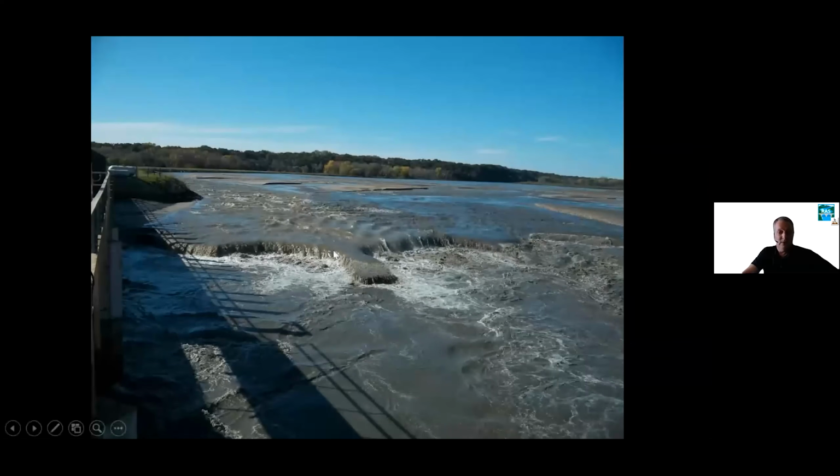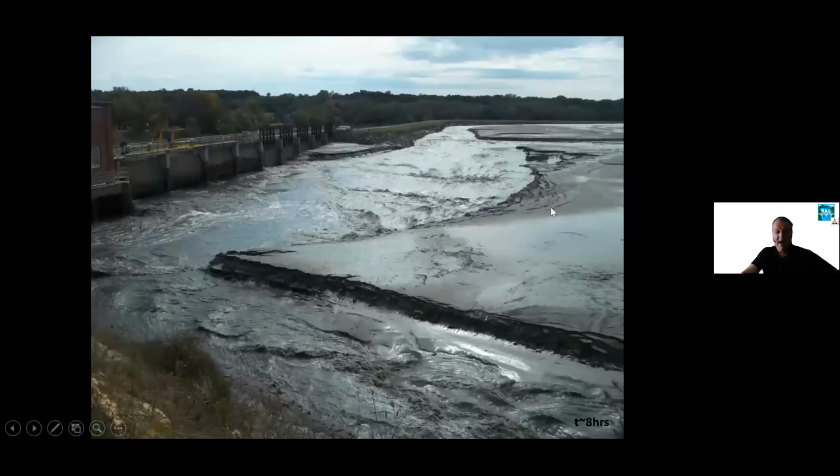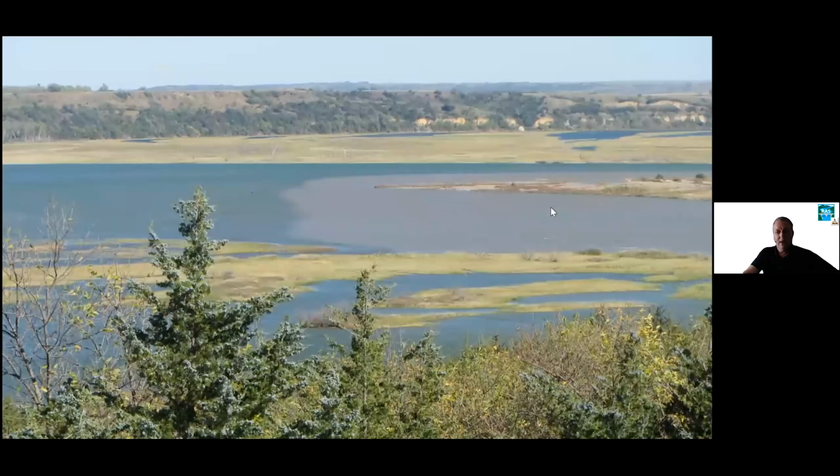This is about an hour into the flush. This is about 4 hours into the flush. You can see we're already creating multiple channels. You've got these terraces forming. And this is about 8 hours into the flush. Now we've got deep channels forming. We're going to put some videos up on this at some point. And downstream, here you have the Missouri River flowing to the right. And then this is the sediment pulse just 1 day later from the Niobrara coming into the Missouri River.